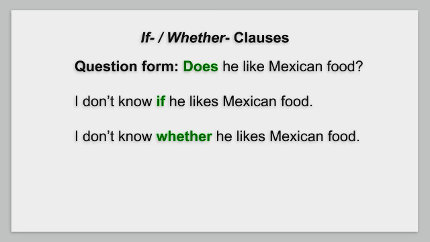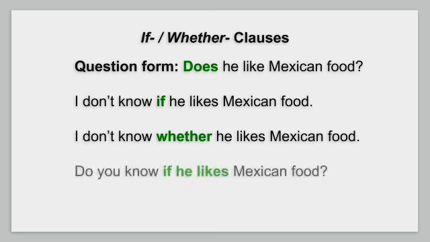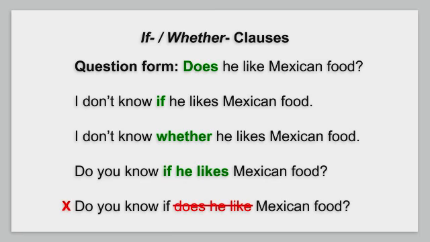Again, be sure to follow a statement word order even if the whole sentence is a question. Say, do you know if he likes Mexican food? Not.